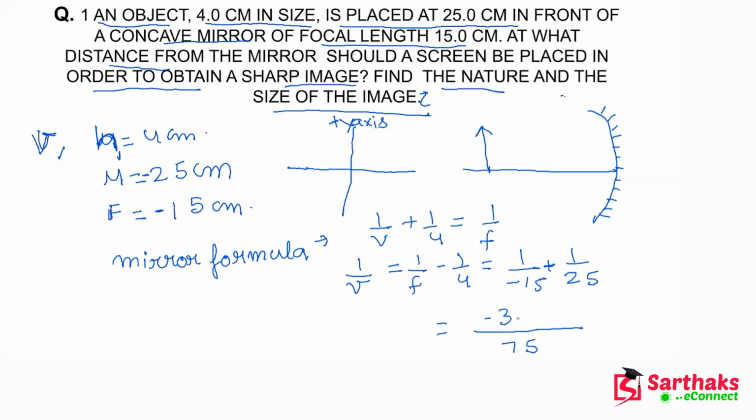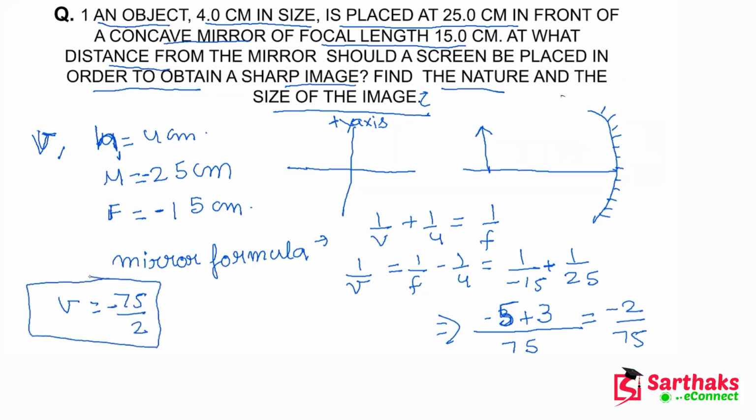Now when I solve it, let me take the LCM of this, and it will be 75. This will cut 3 times, 5 times. Let me do it 3 times. This will become minus 2 upon 75. And if I invert it, then it will give me the result 75 upon 2, with a minus sign. So this is our image distance. Let's move on to the next slide.